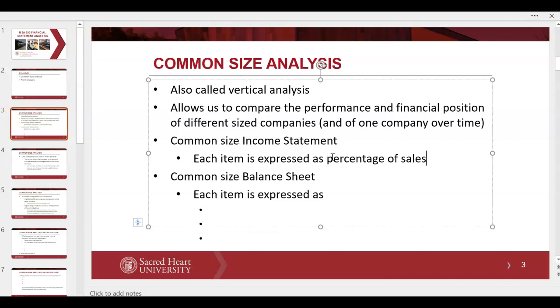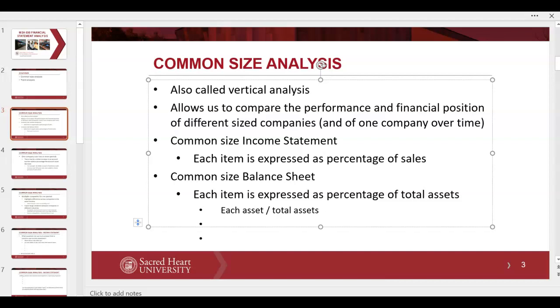And it's also interesting to see the subtotals: gross margin, income before taxes, operating income, net income as a percentage of sales. A common size balance sheet expresses each item as a percentage of total assets. And so we're going to calculate each asset on the balance sheet as a percentage of total assets, of course.